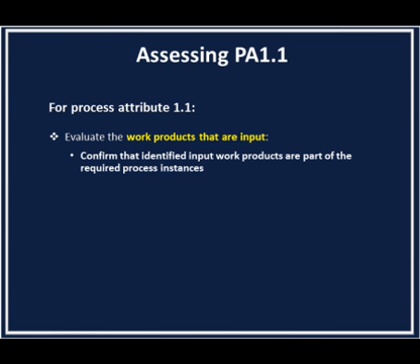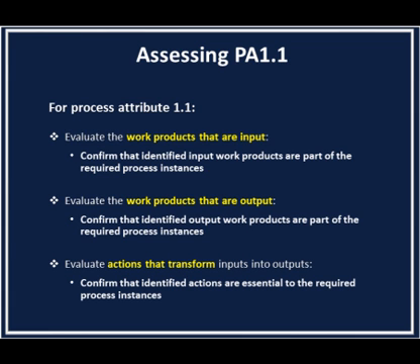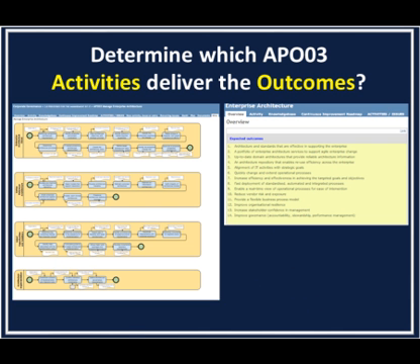For process attribute 1.1, evaluate the work products that are input. Confirm that identified input work products are part of the required process instances. Evaluate the work products that are output. Confirm that the identified output work products are part of the required process instances. Evaluate actions that transform inputs into outputs. Confirm that identified actions are essential to the required process instances. For APO3, determine which activities deliver which outcomes.